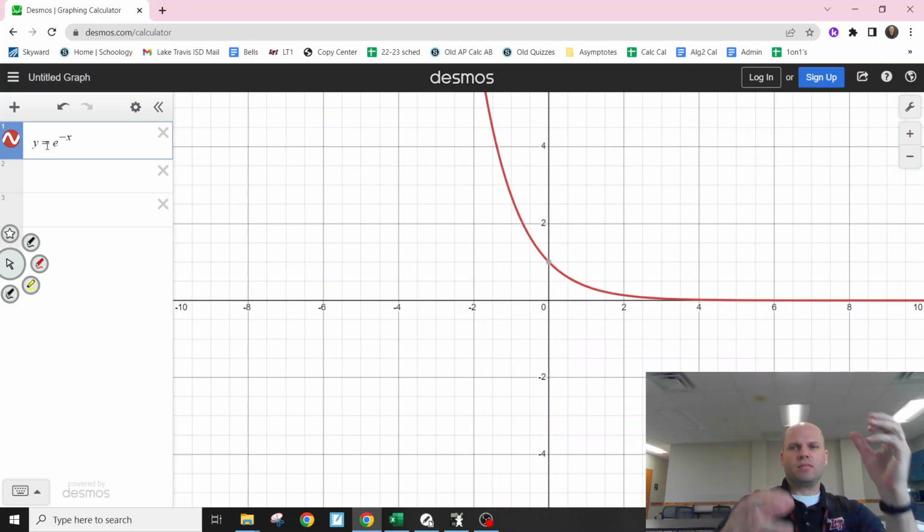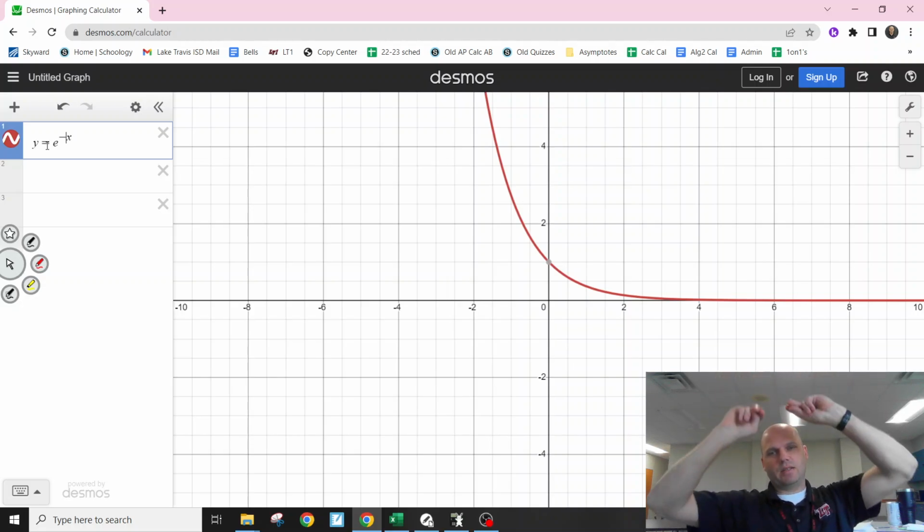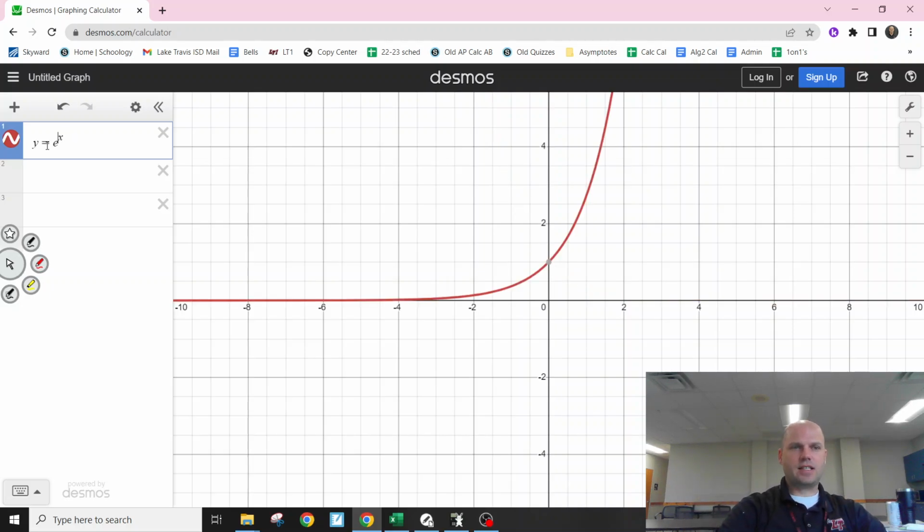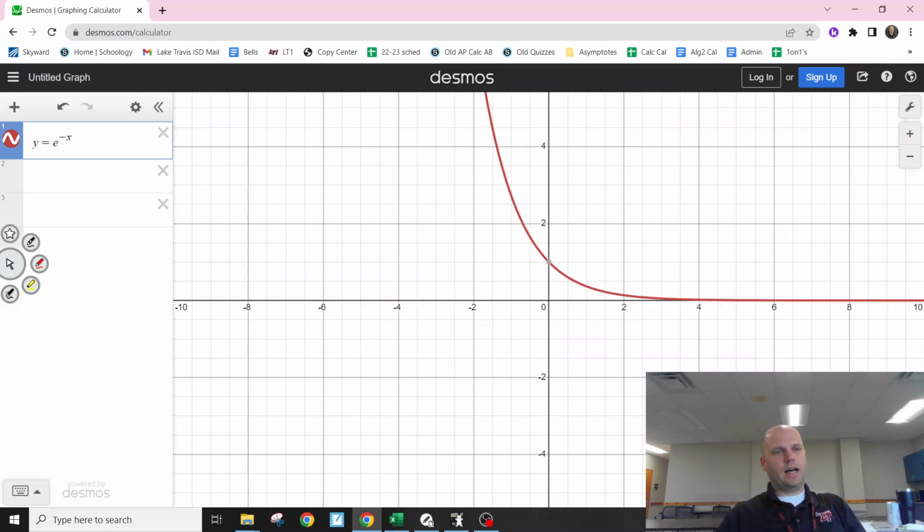So e is the multiplier, but it's like e to the rate that is the multiplier. So e to the negative x is a decay, e to the positive x is a growth. So this is a little bit different than we're used to, but it's kind of like what I like to teach, where r being the growth rate, if r is positive, we're growing. If r is negative, we decay.